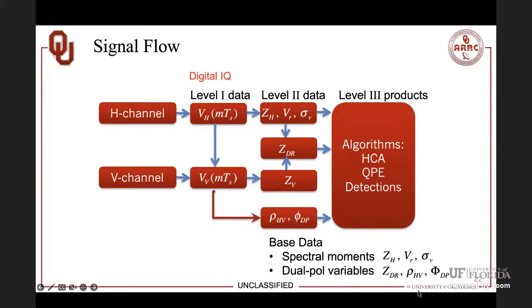You can feed that into all sorts of different algorithms, such that you get rain rate, hydrometeor classification, hail detection, microburst detection, gust front detection, tornado detection, all this different stuff. They all operate on this. So that's the general signal flow from the very beginning, from level 1 to level 2 to level 3.